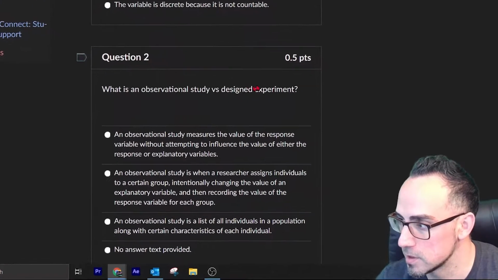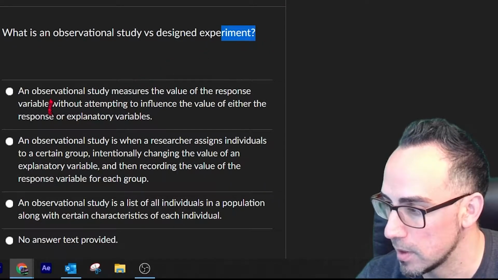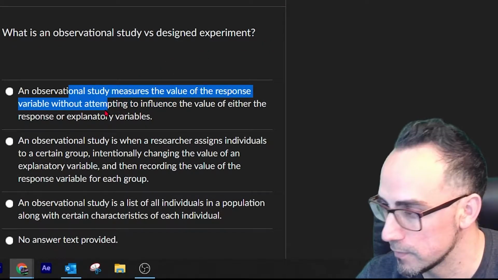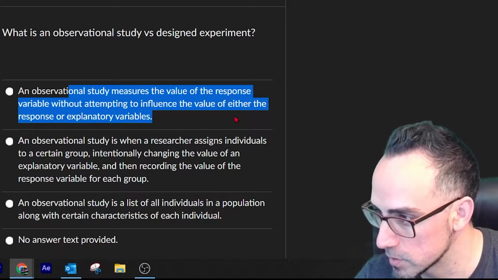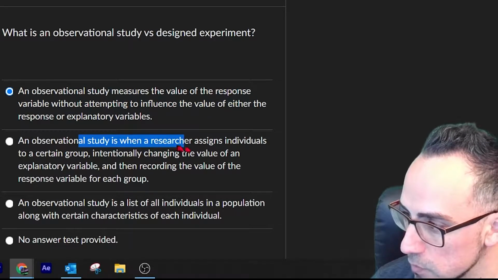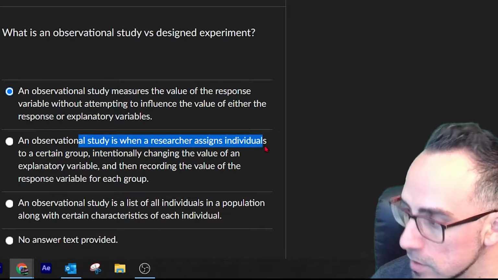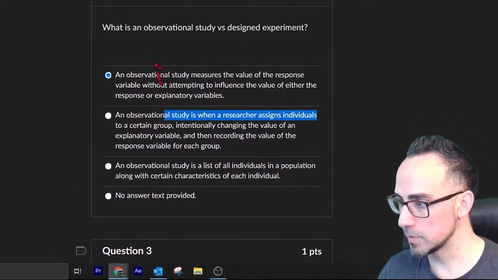Observational study versus designed experiment. Well, an observational study measures the value of the response variable without attempting to influence the value of either the response or explanatory variable. Yeah, but what does this say? An observational study is when a researcher assigns individuals? No, that's an experiment. So the answer would be that first one.